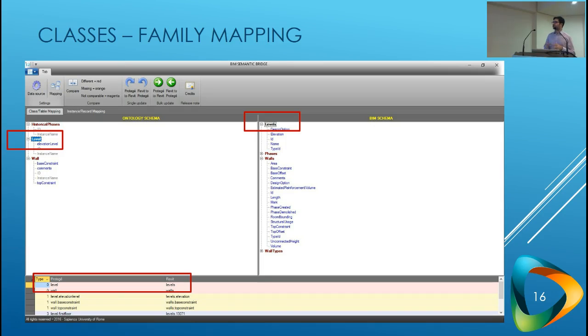For instance, if the mapping is related to classes, you have the 0 index. If you are mapping instances, you have the 2 index. If you are mapping properties, the 1, and so on. And this is a TXT file that is saved and can be reused in different projects, so you don't have to recreate all this mapping system.